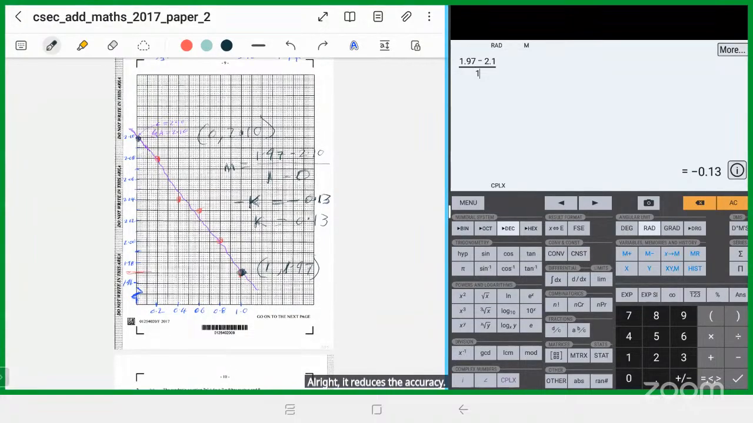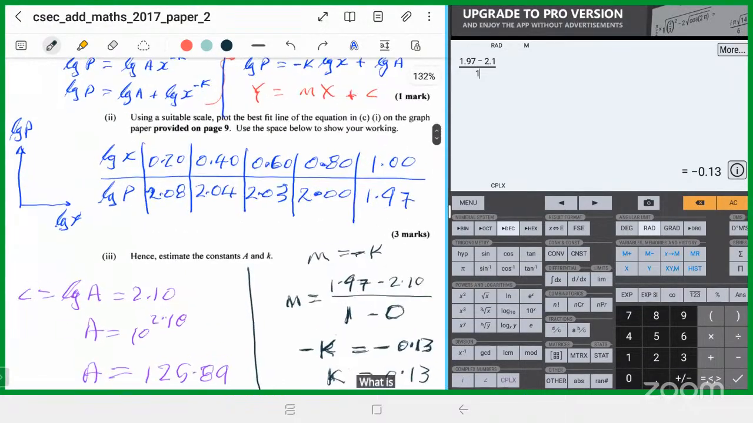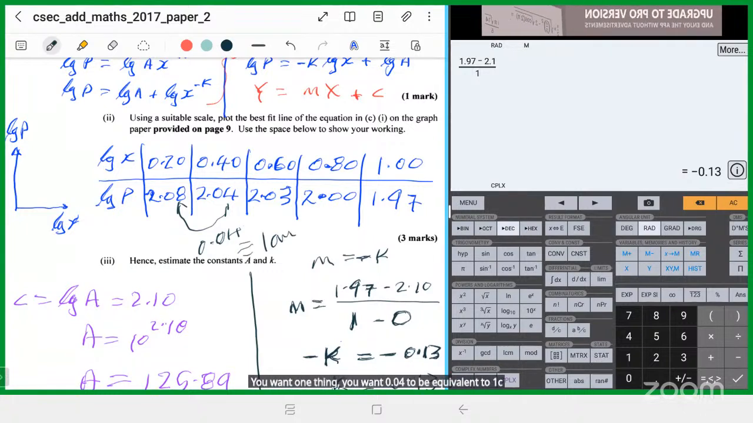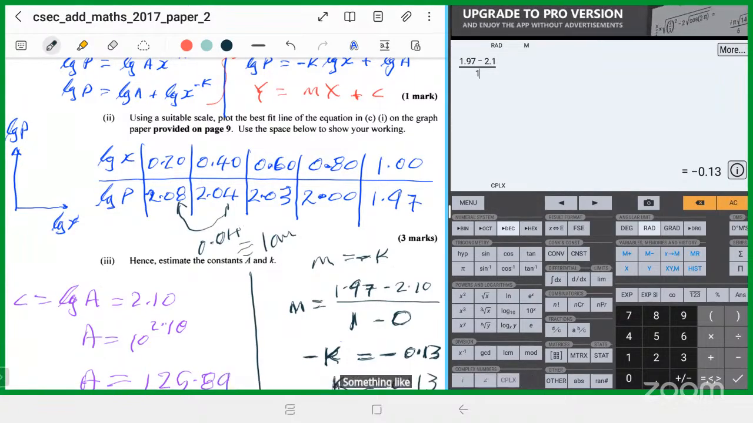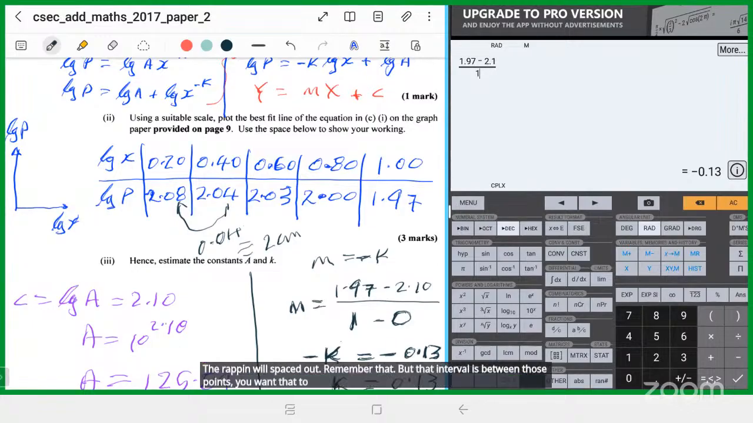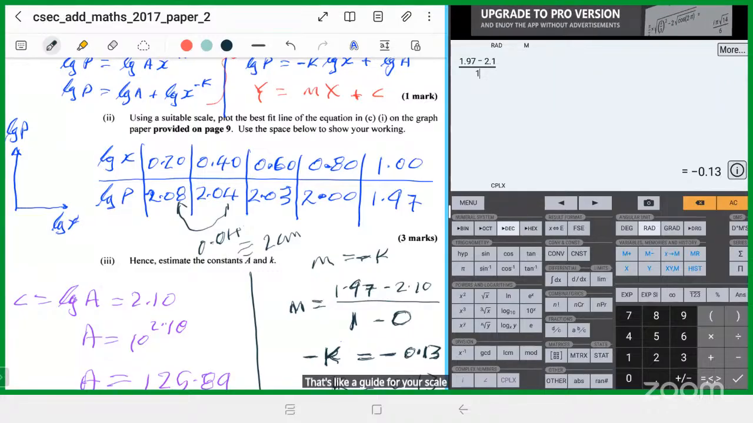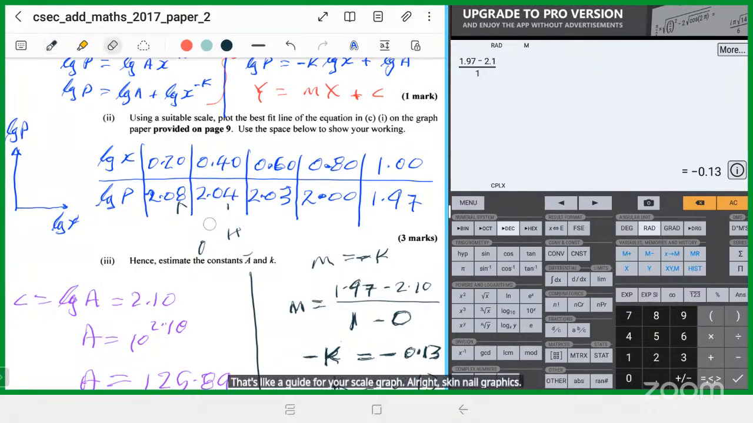So whatever these intervals are from here to here, you want that to be your 1 centimeter on the graph. The interval from here to here is 0.04. You want 0.04 to be equivalent to 1 centimeter on the graph, or maybe even 2 centimeters, so the graph is well spaced out. Whatever that interval is between those points, you want that to be equivalent to either 1 or 2 centimeters. That's a guide of how you scale your graph. Scaling your graph is very important, and you look at the values and you be smart.